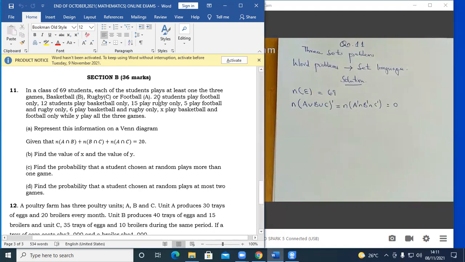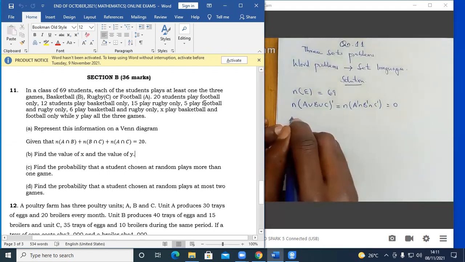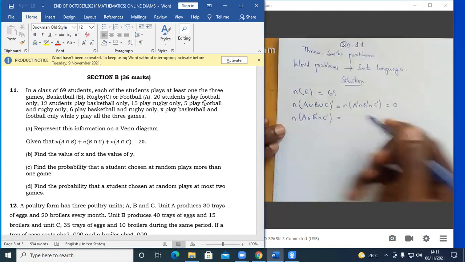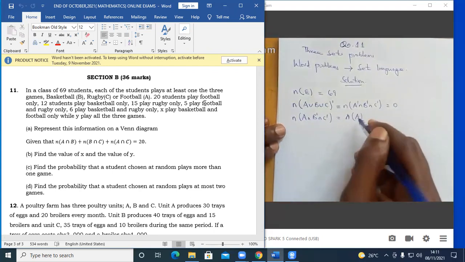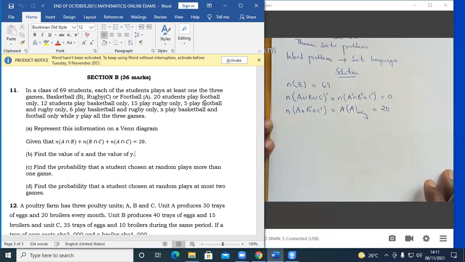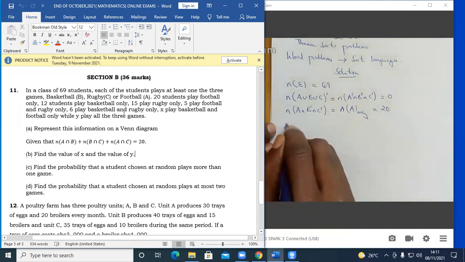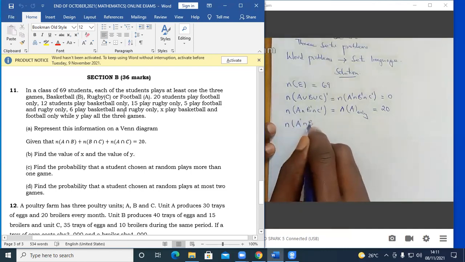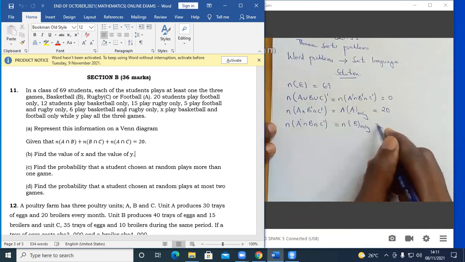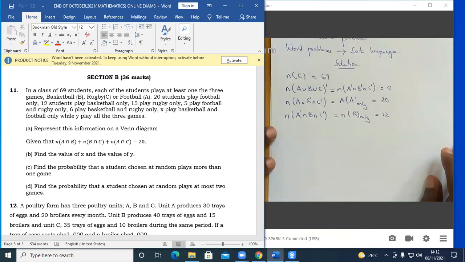So now we have 20 students who play football only. This is the same as number A intersection B complement intersection C complement, which is the same as A only, which was given to be 20. Then 12 students play basket only, which is the same as A complement intersection B intersection C complement, which is the same as B only. B only is 12.